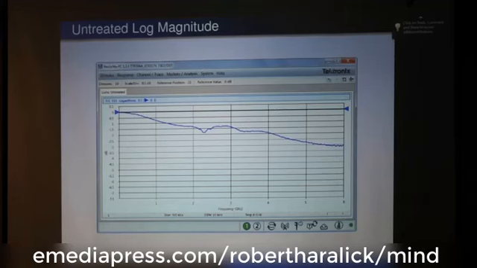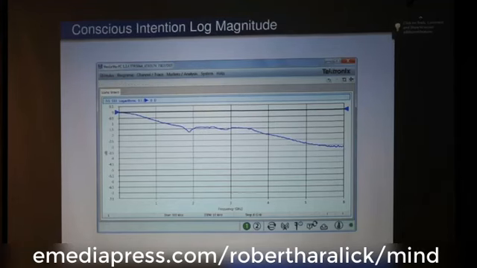So what is the conscious intention protocol? This is what you just saw before, untreated. This is after conscious intention.